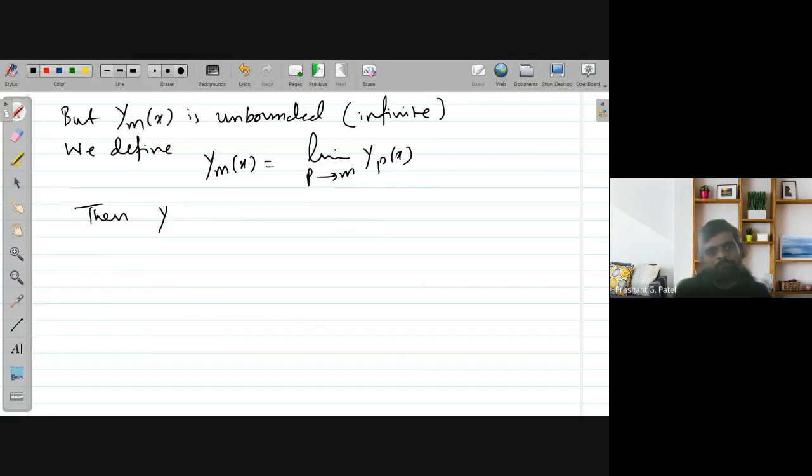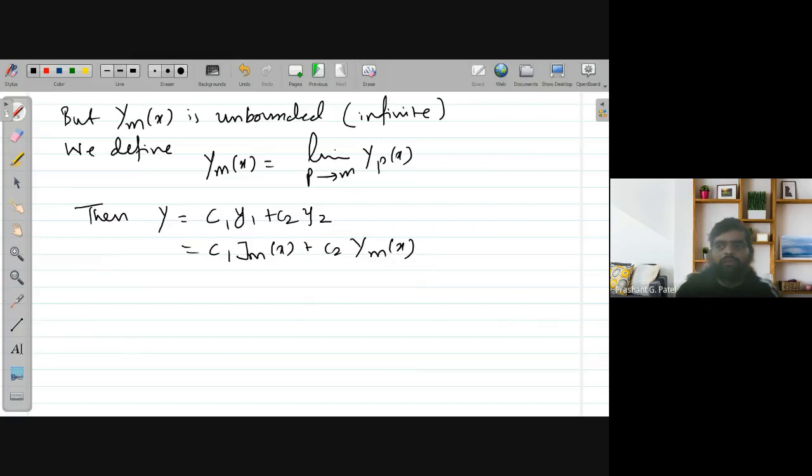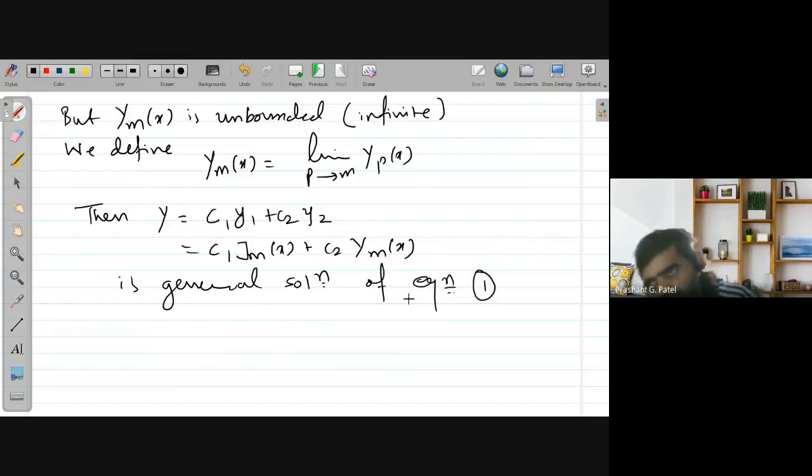Then y is equal to c1 y1 plus c2 y2, which is c1 J_m(x) plus c2 Y_m(x), and which is the general solution of equation 1, the Bessel's equation we have. And this completes writing the solution of the Bessel's equation.